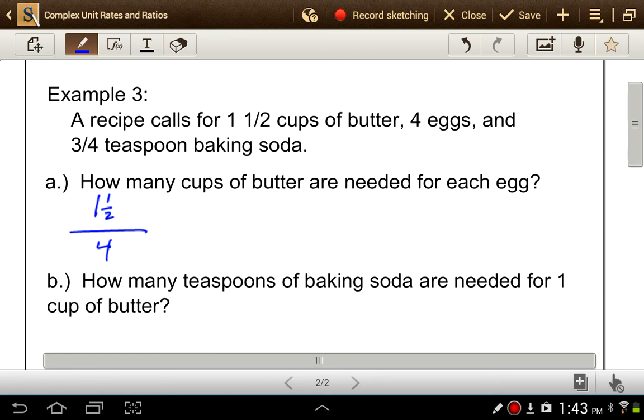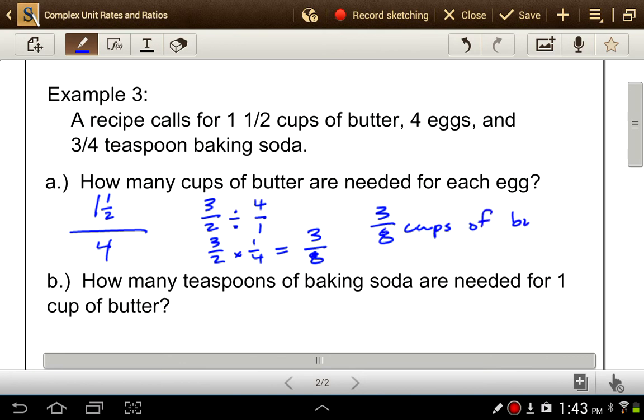So now what I'm going to do is solve this problem by dividing. So I'm going to do 1½ which is 3/2. I'm just going to go ahead and convert them. Divided by 4 over 1. So 3/2 is my 1½ divided by 4. That turns into 3/2 times 1 over 4. And again, I'm going to get 3/8. So how many cups of butter are needed for each egg? You need 3/8 cups of butter. Okay, and there's my answer.